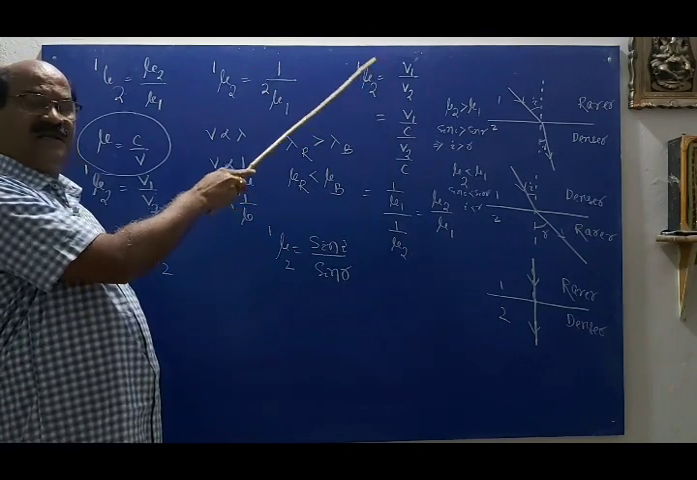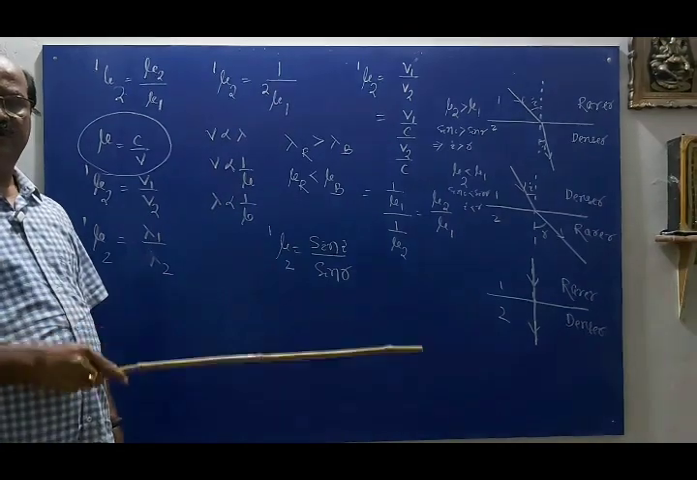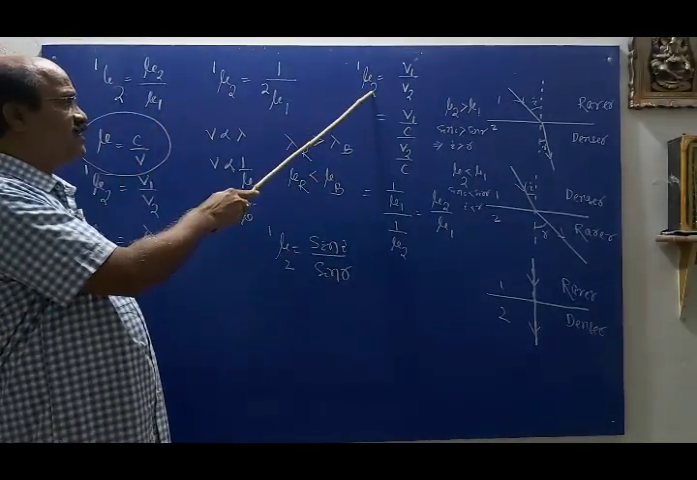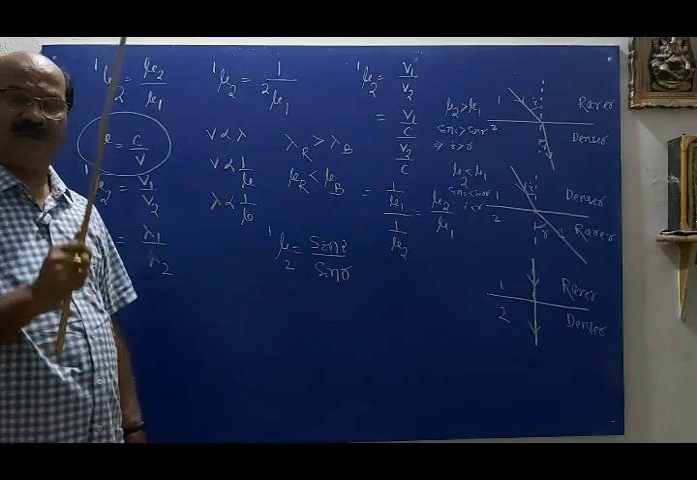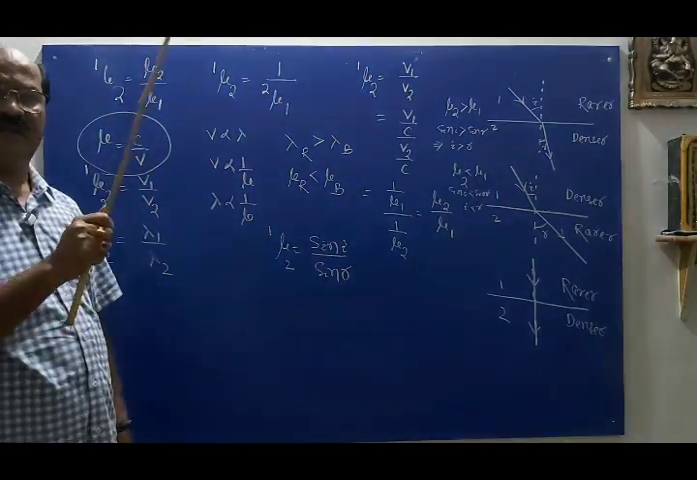The formula for the refractive index of the second medium with respect to the first medium is the velocity of light in the first medium to the velocity of light in the second medium.